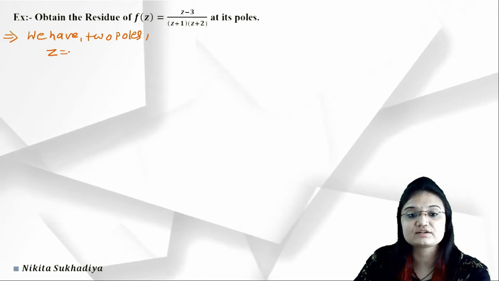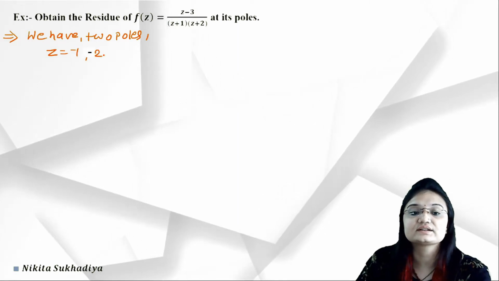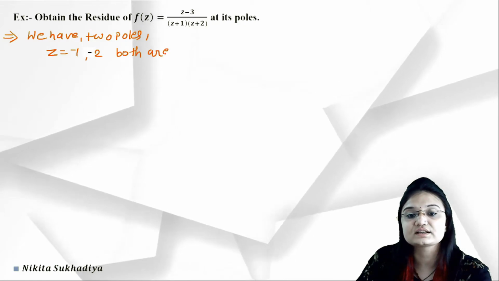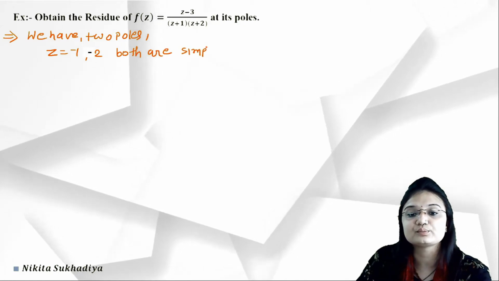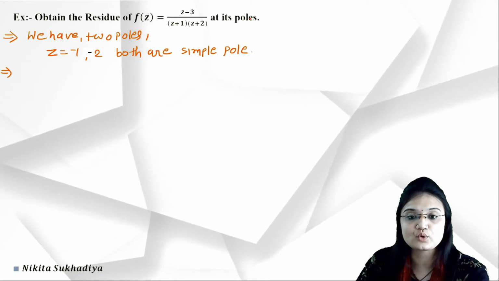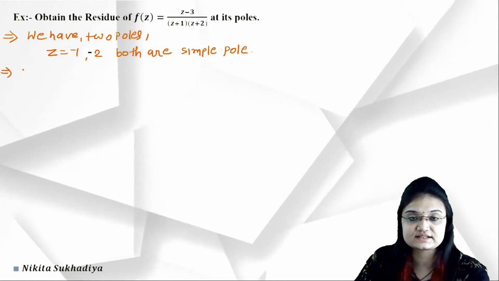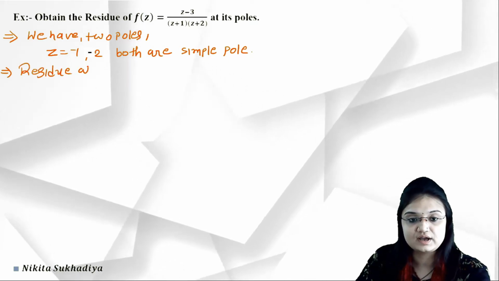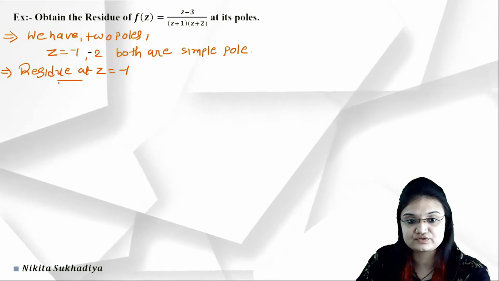First z is equal to minus 1 and second z is equal to 2. You can clearly see that both are simple poles. So let's find out the residue at each pole. The first pole is z is equal to minus 1. So first of all, the residue at z is equal to minus 1.